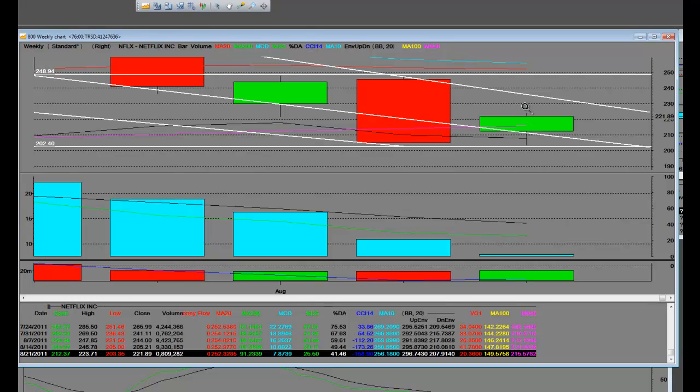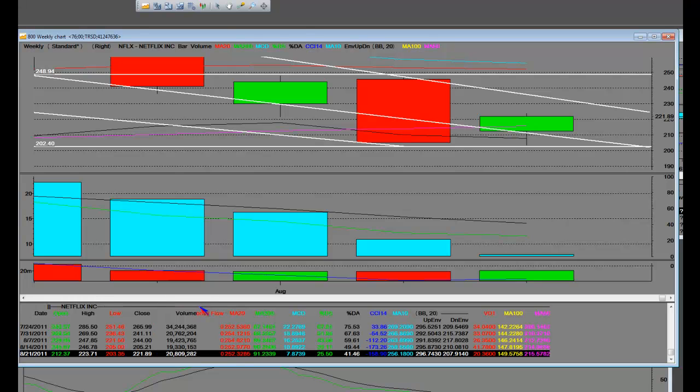And once again, the trading range on the weekly level was the low of 203.35, and the intraday high was 223.71, and Friday's closing bell looks like it was 221.89, and the total volume count, MMT, well, wasn't all that bad. It was 20 million shares. Okay? That's what this looks like on that level.